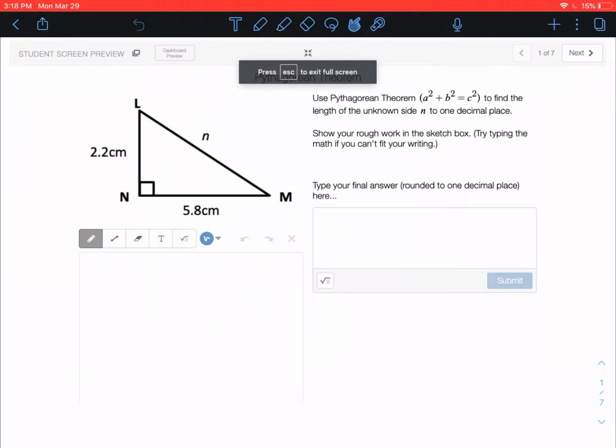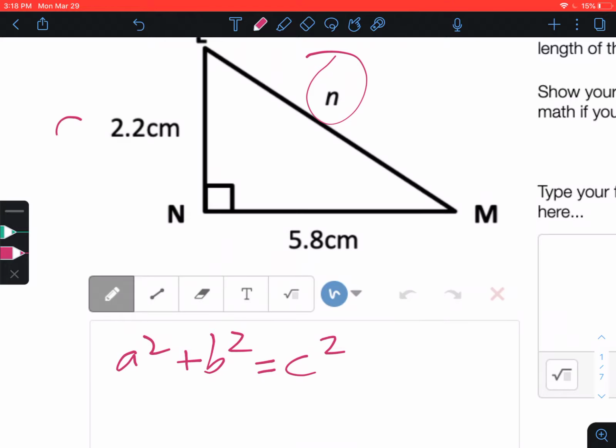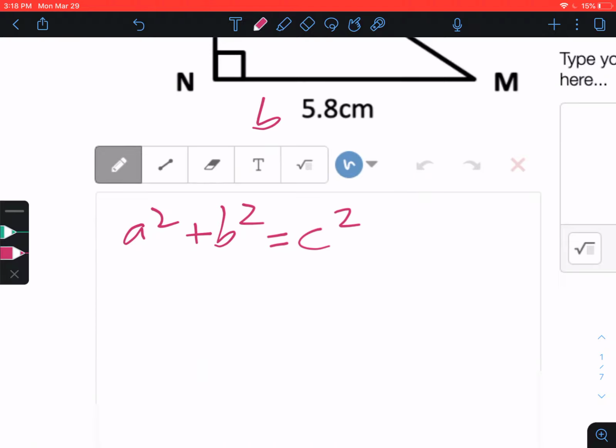Here we're asked to use the Pythagorean theorem to find the length of the unknown side n, and we want it to 1 decimal place. So you're going to have to show your rough work in the sketch box here. We'll be using a squared plus b squared equals c squared. In this case, this will be my a, my b, and my c. So I would type in 2.2 squared plus 5.8 squared into a scientific calculator.